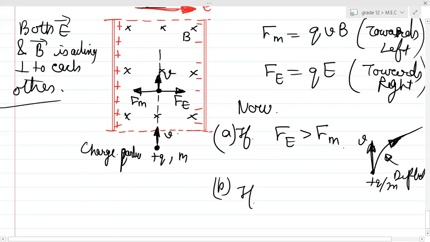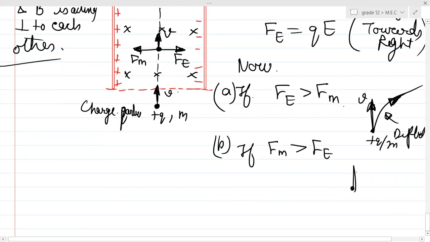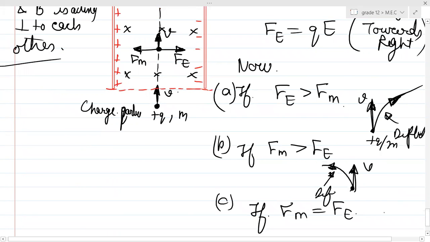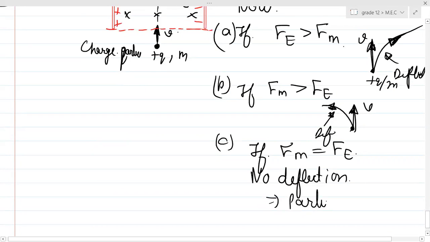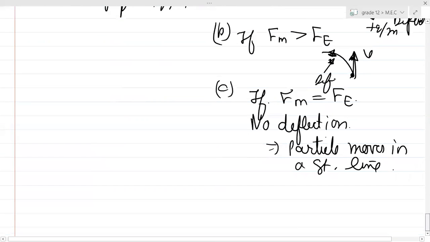Similarly, if the magnetic force is greater than the electric force, the particle will be displaced towards left. This will be the deflection in this case. But if Fm is equal to Fe, will the particle be deflected? No deflection. The particle moves straight, that's it. Yes or no, guys?